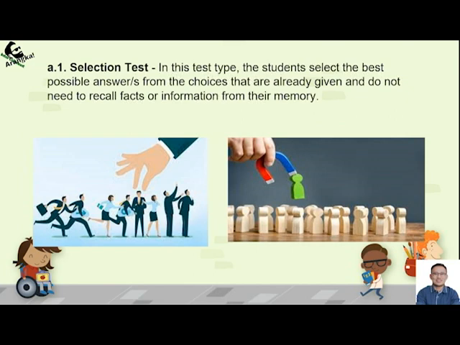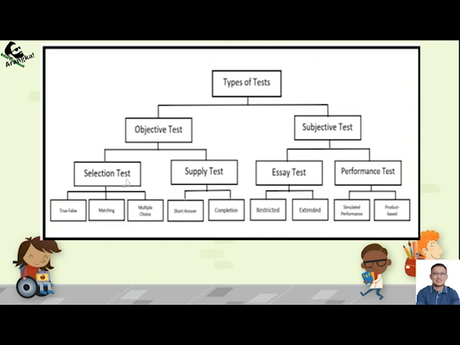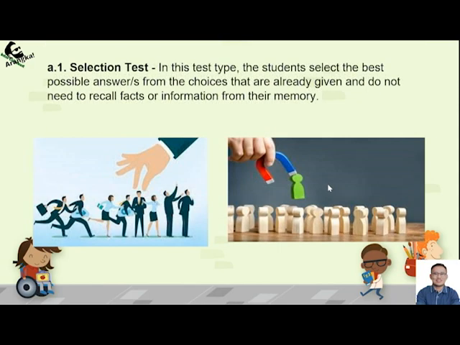Selection test. In this type, students select the best possible answer from the choices that are already given and do not need to recall facts or information from their memory. Under the objective test, we have selection type of test. So check this, okay? We have selection. Meaning you no longer need to think so much because there are already options. But you still need to remember what the answer is. The answer is already there. All you have to do is select. The selection type of test.